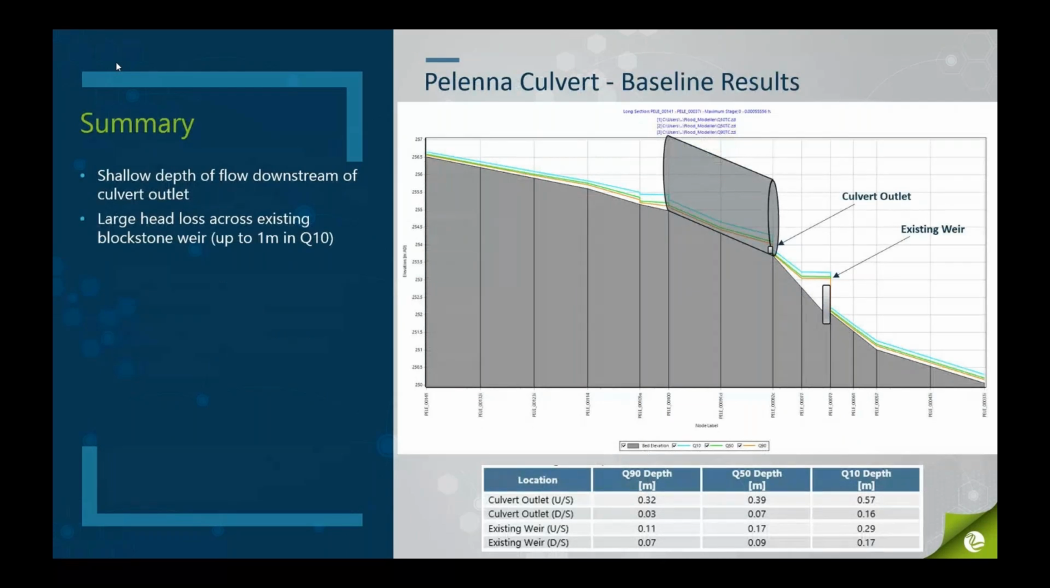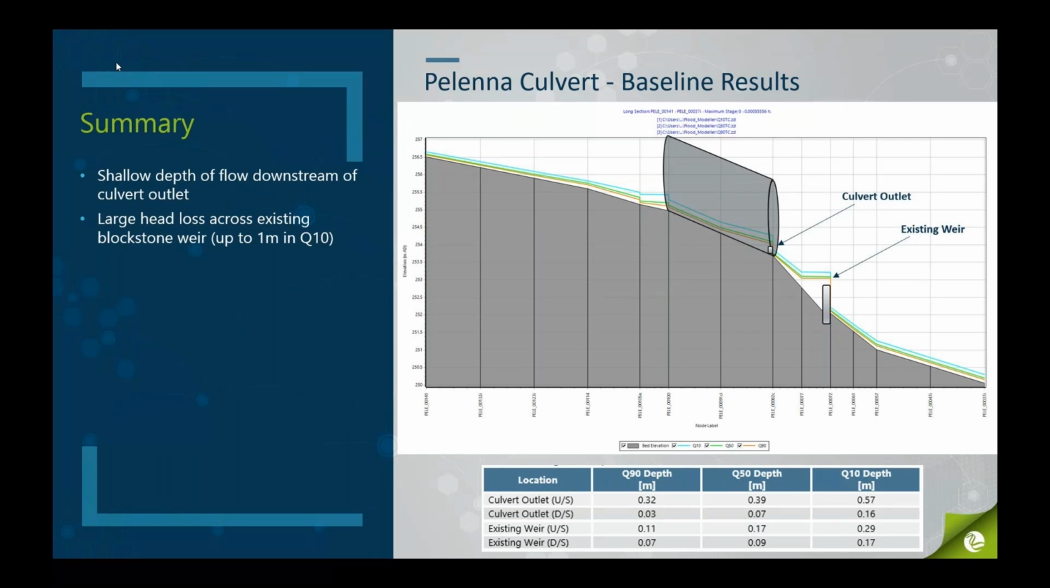So on this slide, we're just looking quickly at the results of the baseline. So this is before we've done any work. The issues here are at the culvert outlet. We're getting some very shallow depths of flow at the outlet of that culvert. In the Q90, we're only getting 0.03 meters, and even in the Q10, that's only 0.16 meters.